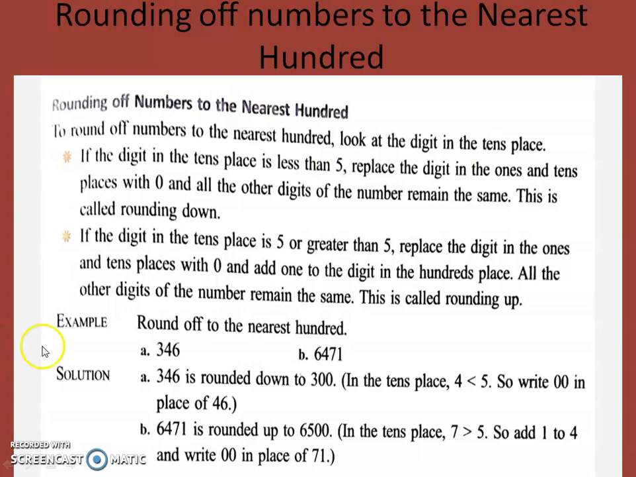Let's see the example. Rounding off to the nearest 100. Here the number given is 346. So we will check the digit at the tens place, that is 4. Is 4 greater than 5 or less than 5? It is less than 5. So what will we do? We will make the digits at the tens place and ones place 0. So it will become 300. 346 is rounded down to 300. Since in the tens place 4 is less than 5, write 00 in place of 46.